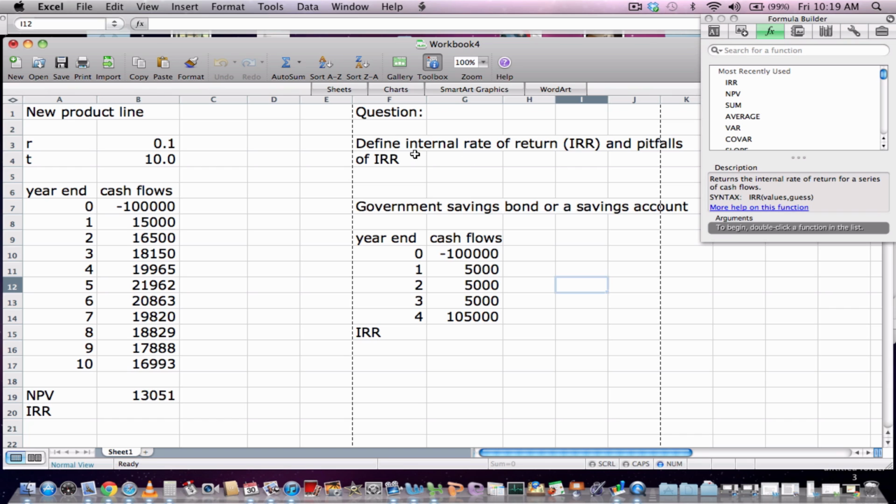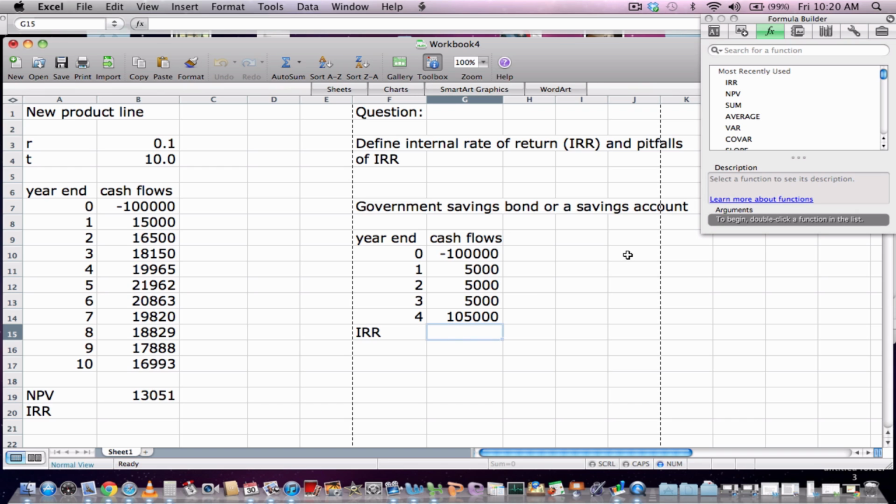So first, let's define internal rate of return. The first part, internal. What it does is it solely looks at these internal factors. It doesn't take into account interest or discount rates. All it looks for are the cash flows of a closed system or a business unit, and then gives you the rate of return you get on your initial investment.